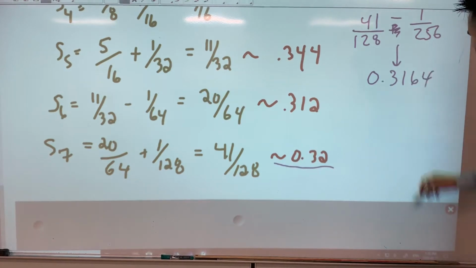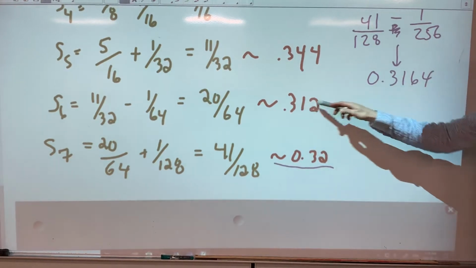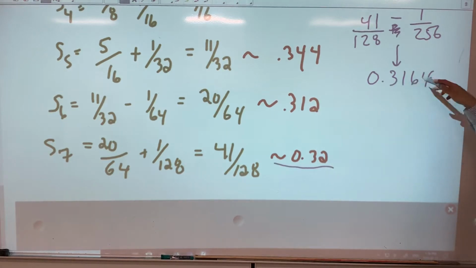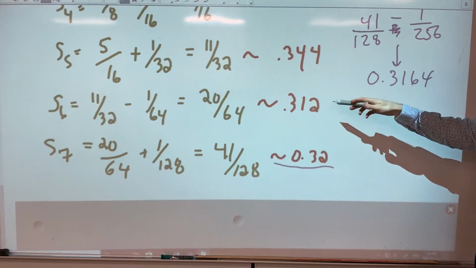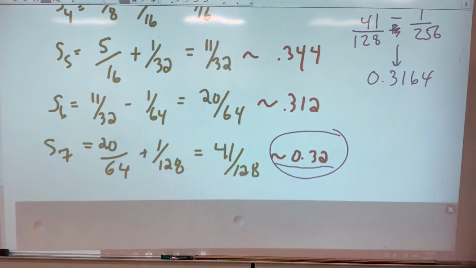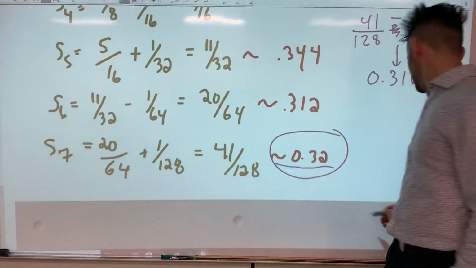Perfect. Okay, so it was 0.312, and then it went up to 0.32, and now it's back to 0.3164, so slightly bigger. Okay, so if you did the next one, you're going to find that it's actually homing in on something like that. It's homing in on 0.32. Right, because that number that you're adding and subtracting is slowly and surely getting smaller and smaller. So it homes in on something.